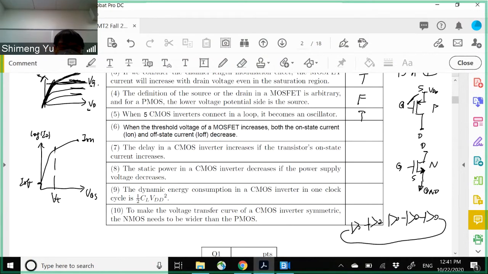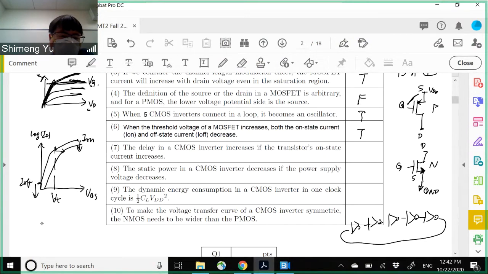Now the threshold voltage increases. That means this is going to increase. So this curve is shifted like this. So both off current and on current should decrease. So this is true.